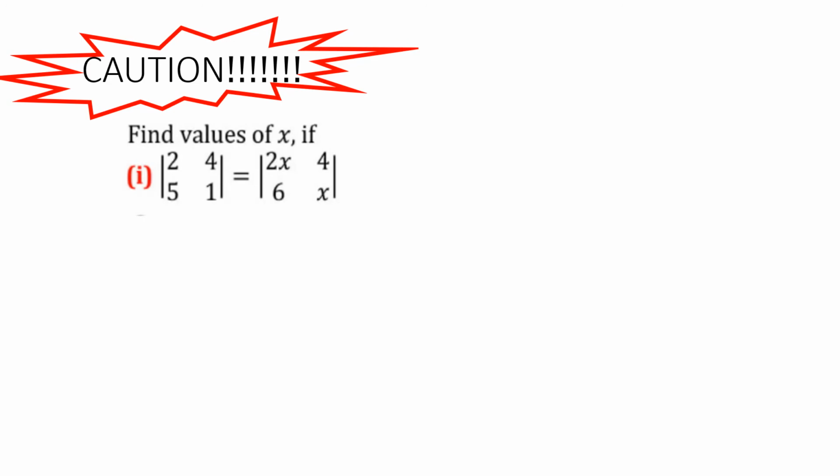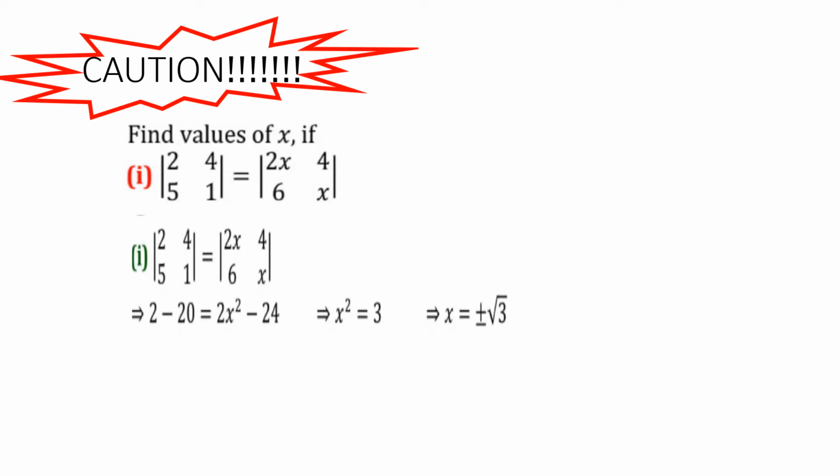Here we are having one caution. What is the caution? That while comparing the determinants, you have to be very careful. What some students are doing, they are just comparing the elements, but you must be remembering the definition. It says that determinant is a numerical value. So we cannot compare the entries. Here you have to compare the numerical values of the determinant.